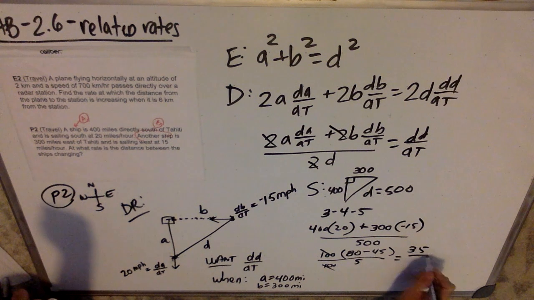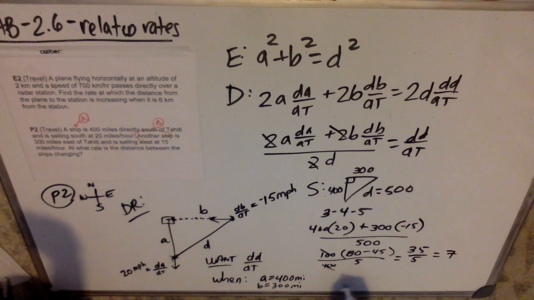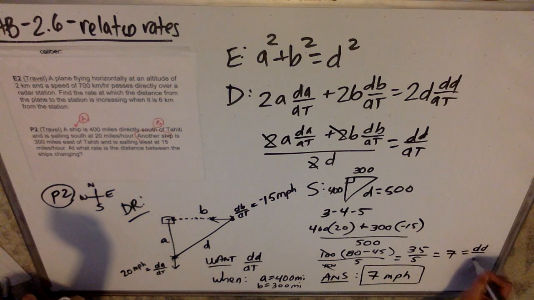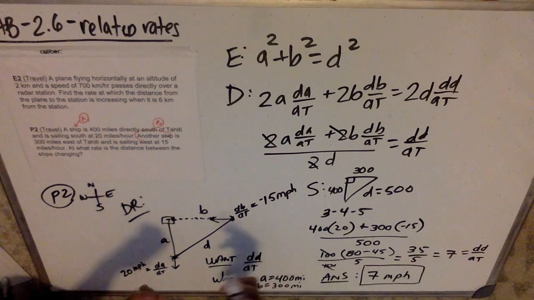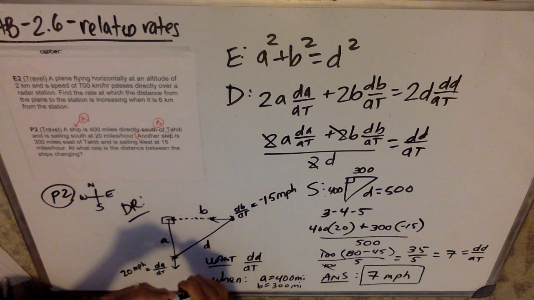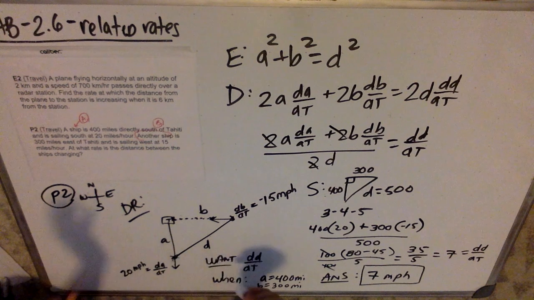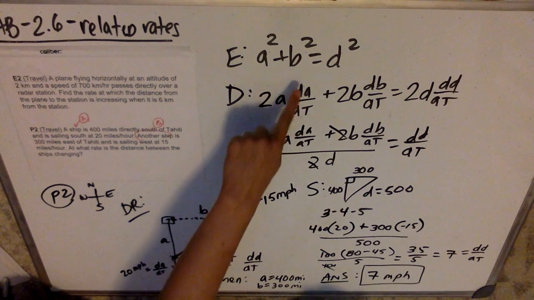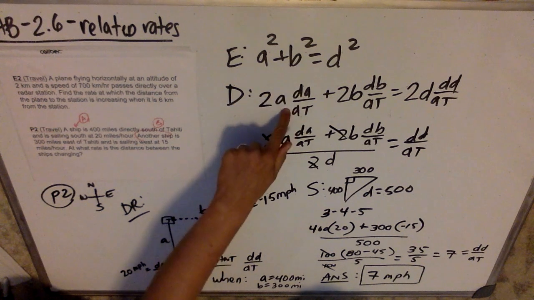You get 35 over 5, which is 7. So your answer is 7 miles per hour. Right? And that makes sense because remember, dD/dt, if you're not sure what the units are, I am no science teacher. I'm really bad at keeping the units the entire time. A better science teacher would have told you that when you plugged in A, you should have had miles. And when you plugged in dA/dt, you should have had miles per hour.